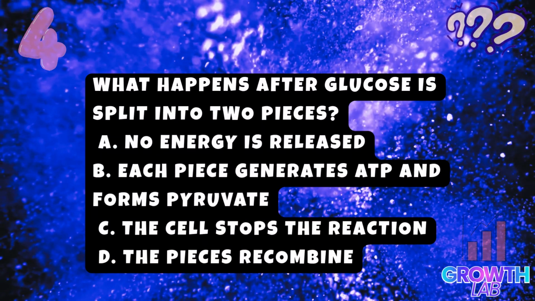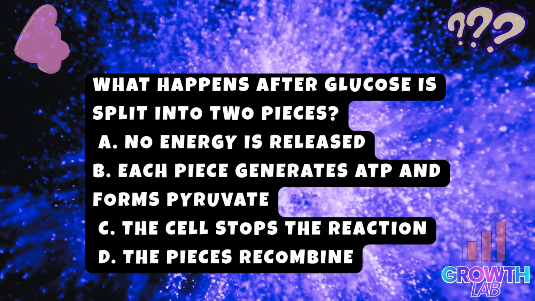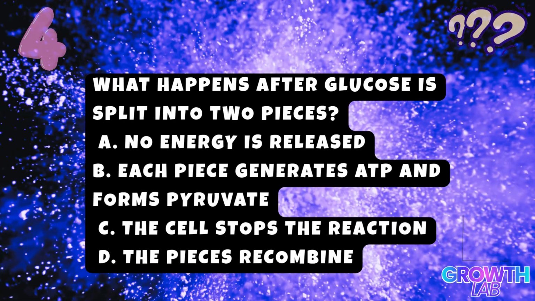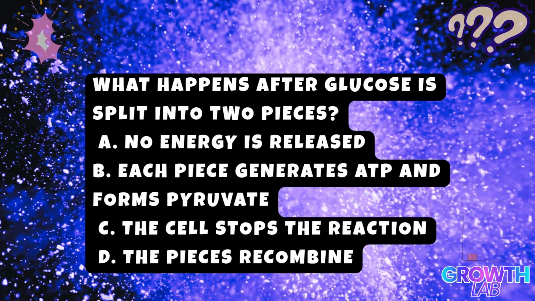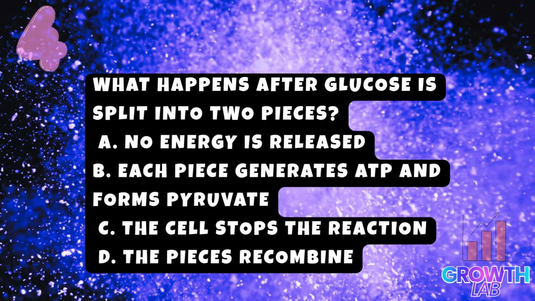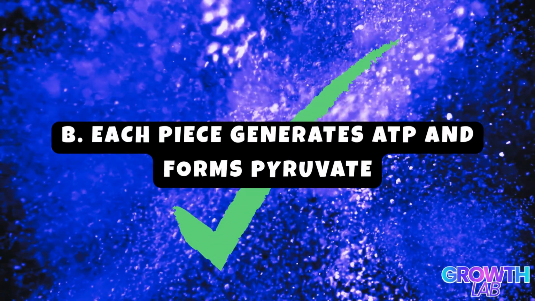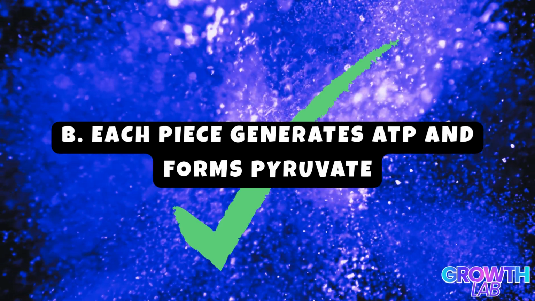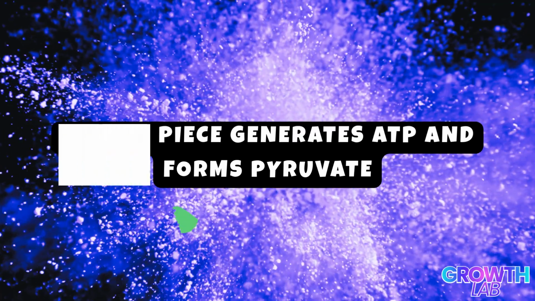Question 4. What happens after glucose is split into two pieces? Answer options are: Option A, no energy is released. Option B, each piece generates ATP and forms pyruvate. Option C, the cell stops the reaction. Option D, the pieces recombine. Correct option is option B. Each piece generates ATP and forms pyruvate. Energy payoff occurs after the split.